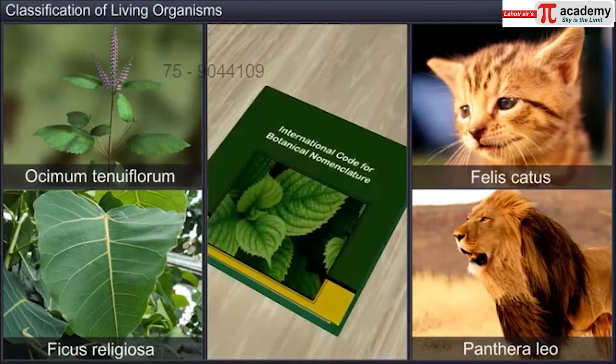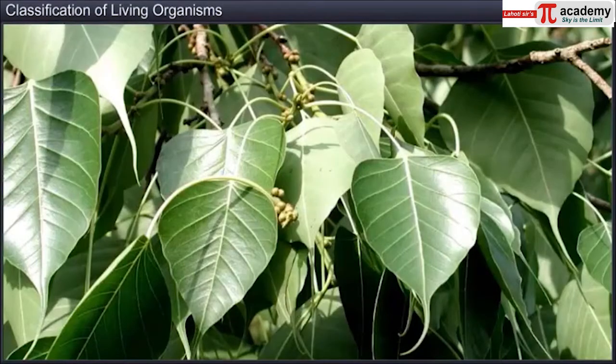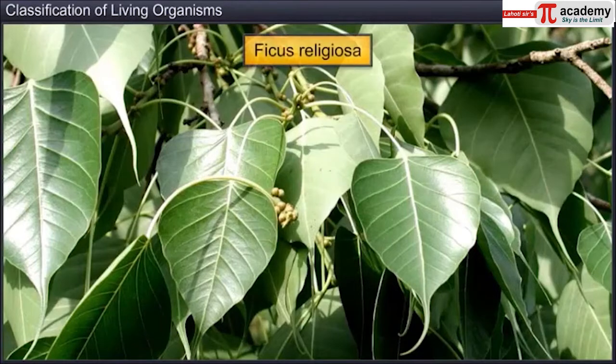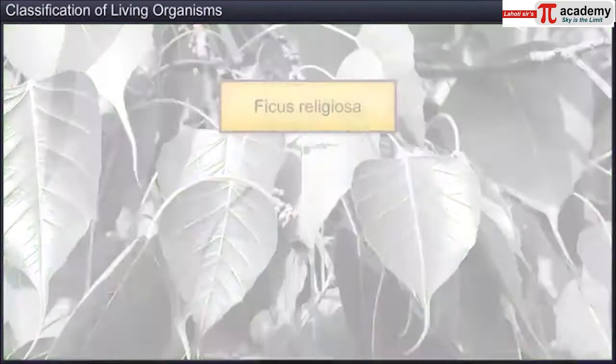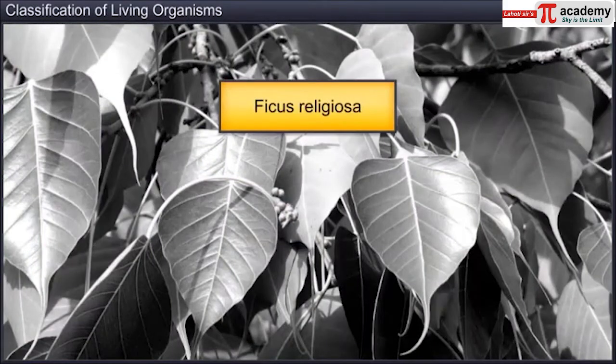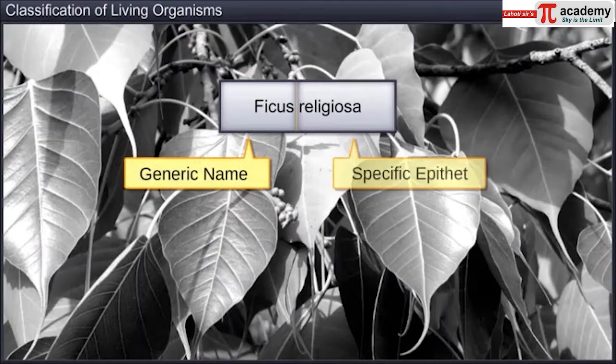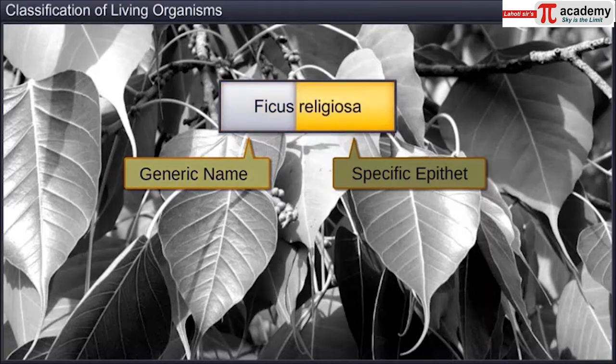However, certain universal rules are followed while providing a scientific name to a known organism. For example, the scientific name for the sacred fig, commonly known as the peepul tree in India, is Ficus religiosa. Here, as you can see, the scientific name has two components: the generic name and the specific epithet. Ficus represents the genus or the generic name, while religiosa denotes the specific epithet.